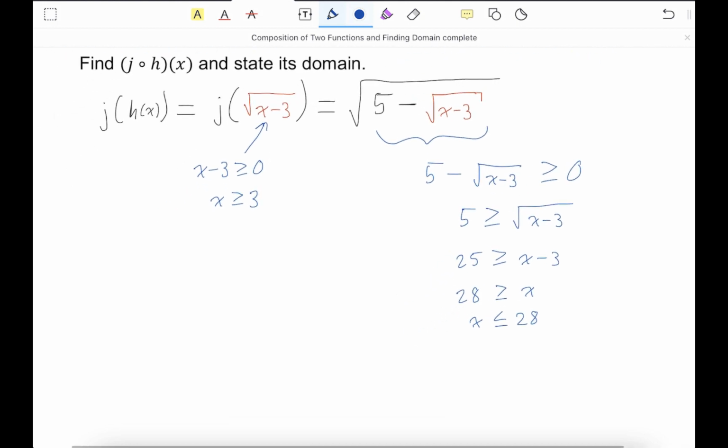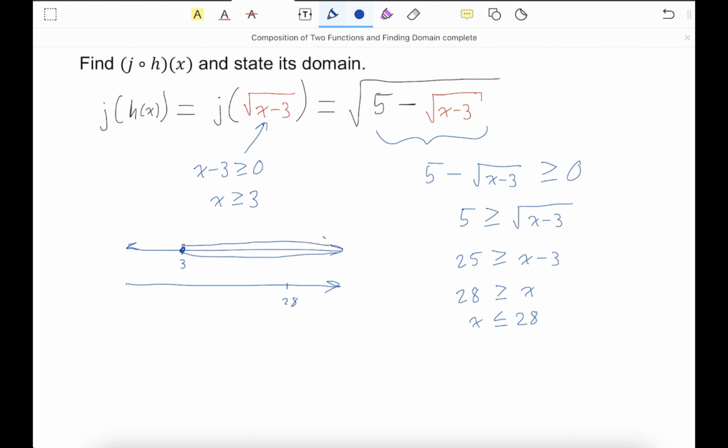And if we take the overlap of these two intervals, this one's shading to the right, this one shades to the left. And the overlap is from 3 to 28. So the domain is from 3 to 28.